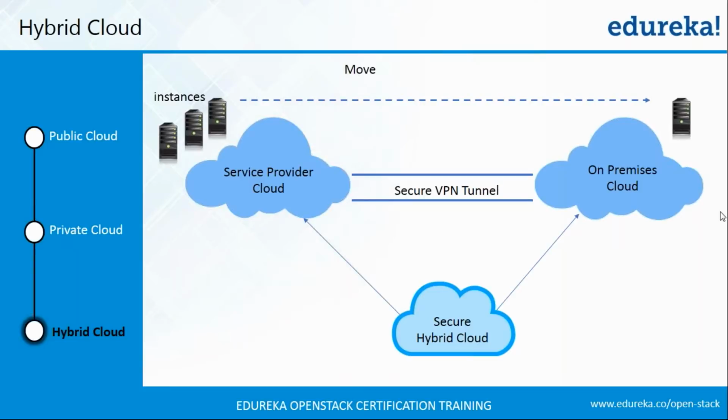Okay, so Vikram is asking which is private and public in this. This service provider cloud is your public cloud, and the on-premises cloud is your private cloud. With a mixture of this, a little bit of this and a little bit of that, you can create a secure hybrid cloud by making a connection between these two clouds through a secure VPN tunnel. So is that clear to you, Vikram?